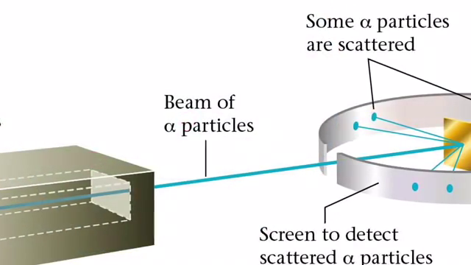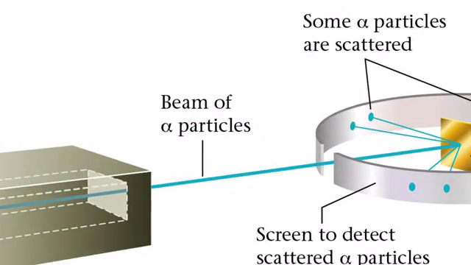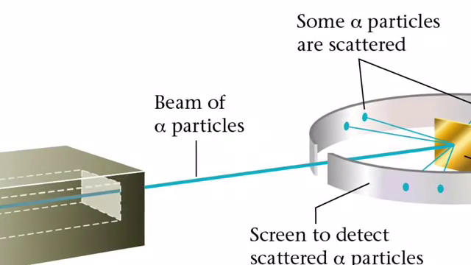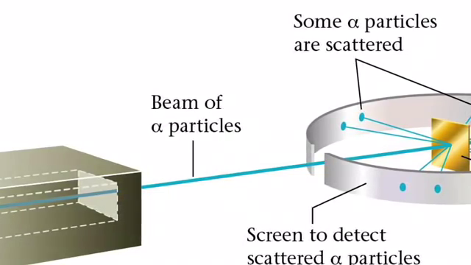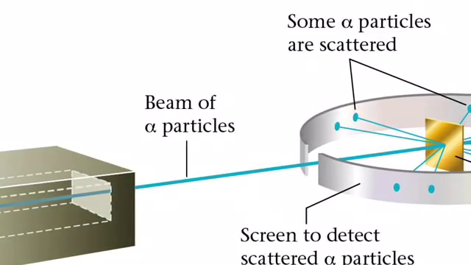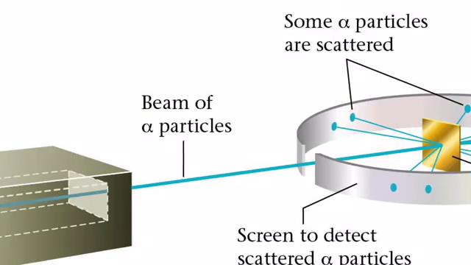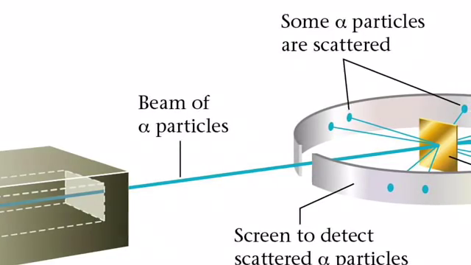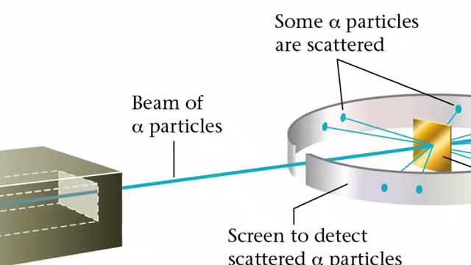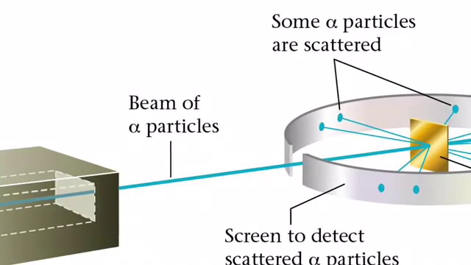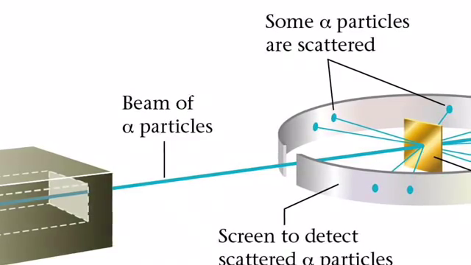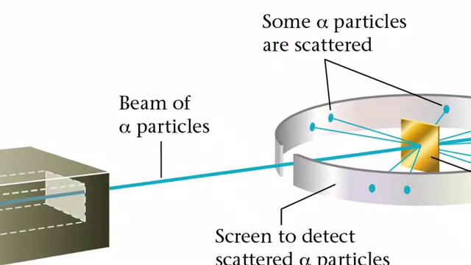The next scientist I want to talk about is Rutherford. Rutherford used the apparatus you see here to bombard gold foil with alpha particles. Alpha particles have a positive charge. Most of the particles actually went straight through the gold foil. But every once in a while, some of them would get deflected. He looked at the angles by which they got deflected to figure out that they were getting deflected by something in the middle of the atom.